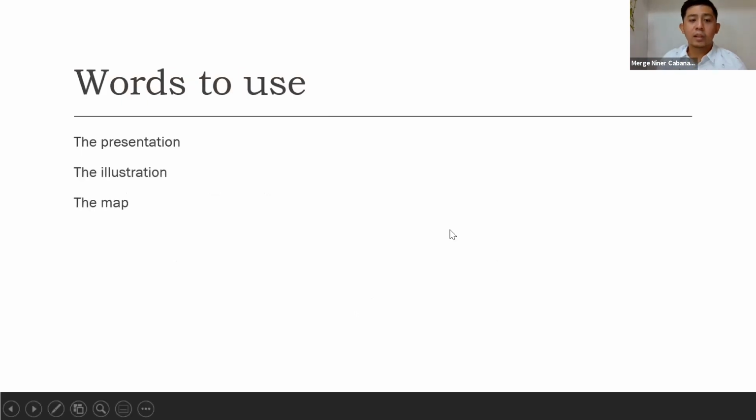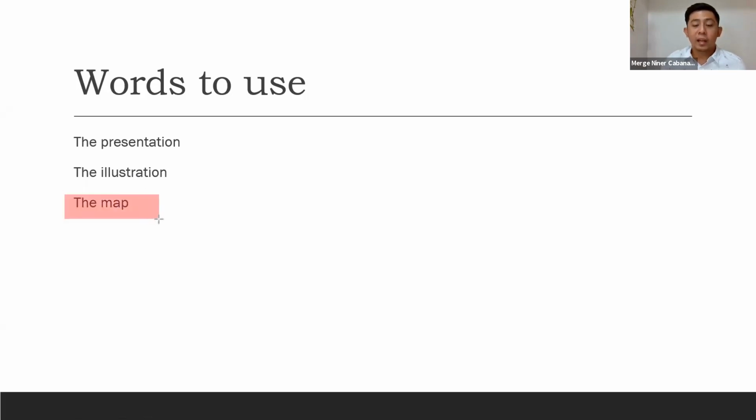Okay, so words to use. The first 2 words that I am going to begin my introduction would be either the presentation or the illustration. Sir, why am I seeing another? Why am I seeing this, the map?